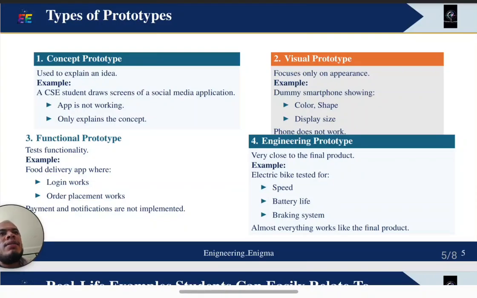And the last one is very close to the final product. Almost everything works. For example, say a company develops a test electric bike. So they check speed, battery life, braking systems, safety, performance. It looks like a final bike, and it behaves like a final bike. Only minor improvements remain. This is called an engineering prototype. These are the 4 types of prototypes.